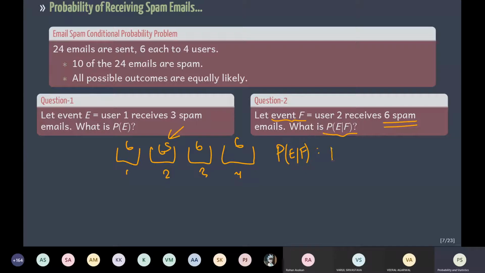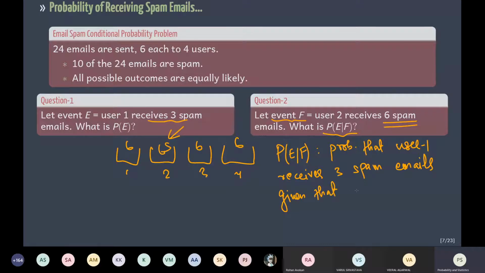The probability that user 1 receives exactly 3 emails, right? The event E remains the same. The probability that user 1 receives 3 spam emails given that user 2 received 6 spams.